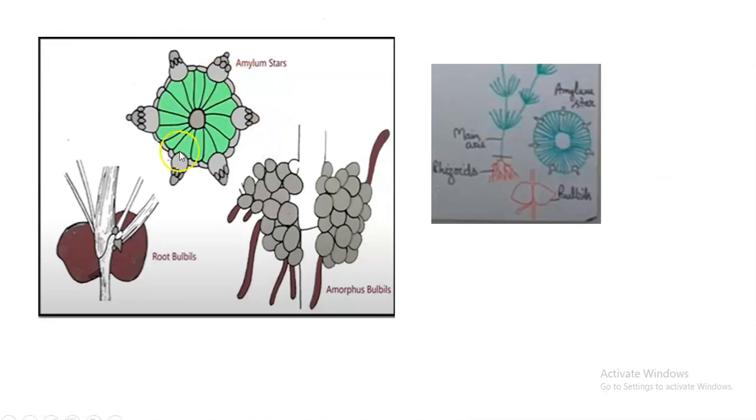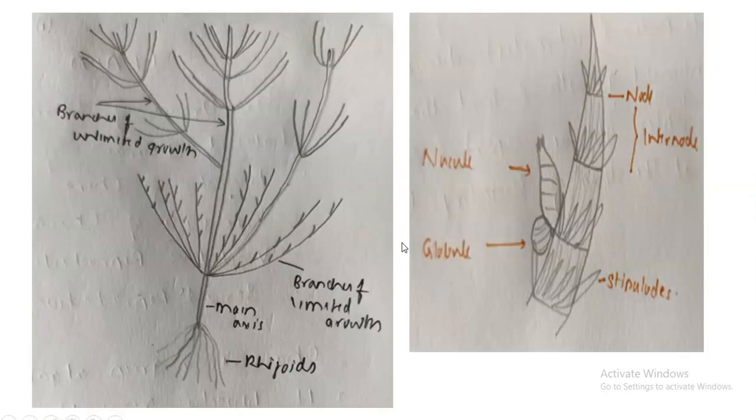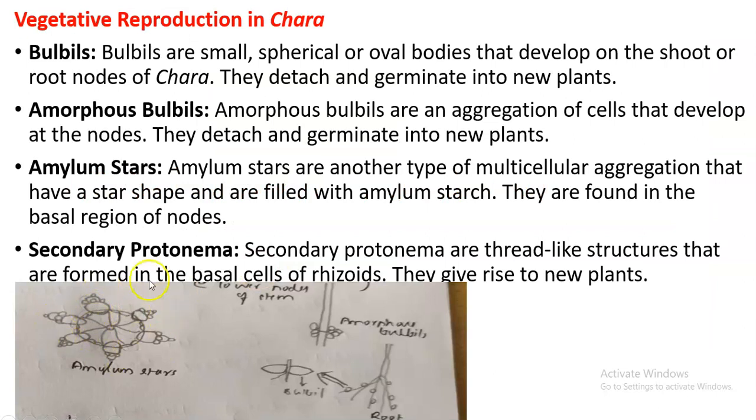Okay, this is the formation of amylum stars. These amylum stars are found at the basal region of the nodes. We have discussed nodes and internodes. At the lower nodes, this is one particular branch of limited growth. At this lower node, you can see a star-like formation attached. This is the star-like formation.